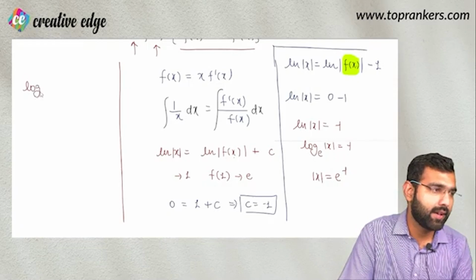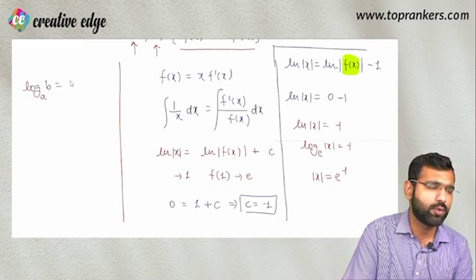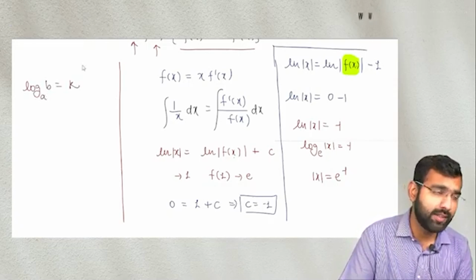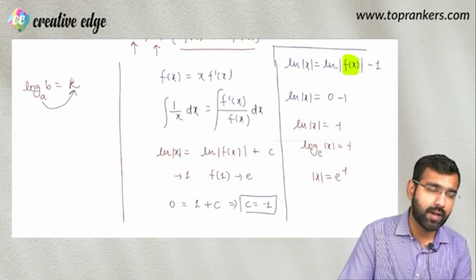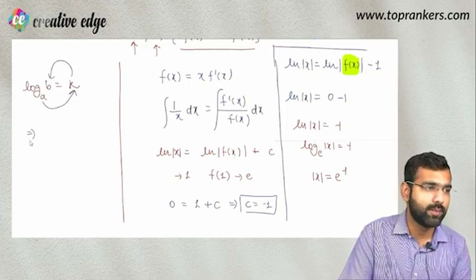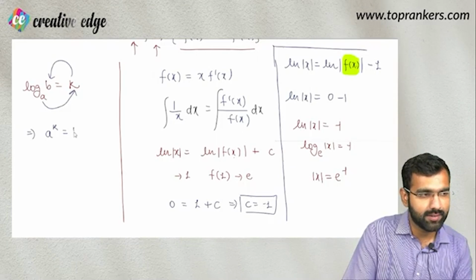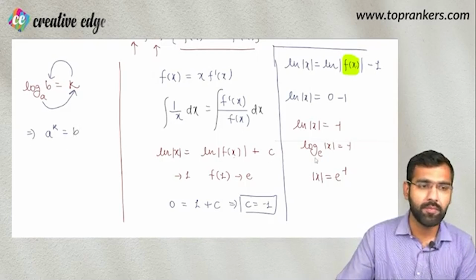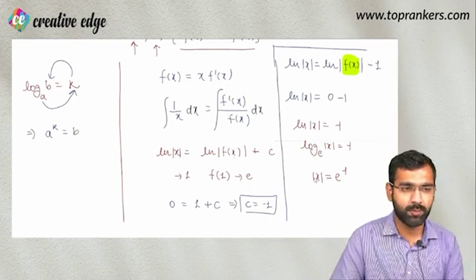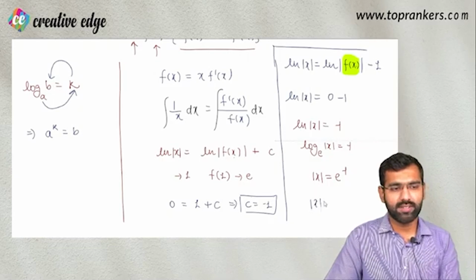If you have written log b base a is equal to, let's say, k, that means this base should be raised to this power so that it results in this, which means it can be written as a to the power k is equal to b. That's exactly what I have done here. E raised to the power -1 is equal to mod x. So mod x turns out to be 1 upon e.